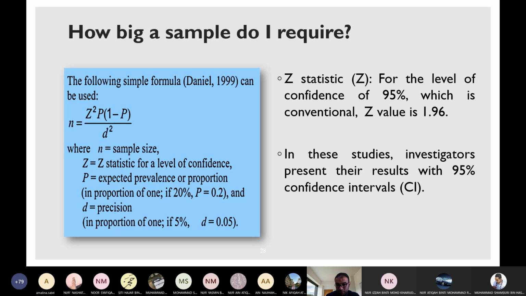The P, the expected prevalence or proportion, is the one we talk about as the estimate. What is the P, the proportion, the estimate for this variable that we expect based on literature, based on previous studies, based on similar settings? Okay. Confidence interval 95% means the type 1 error is just 5%.